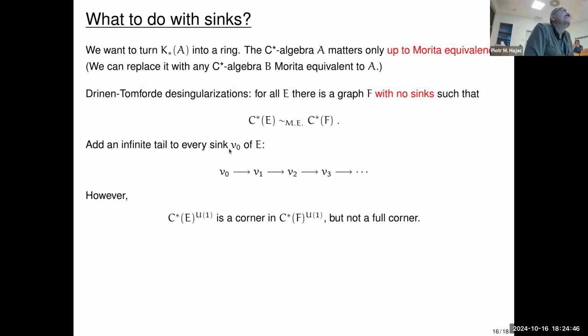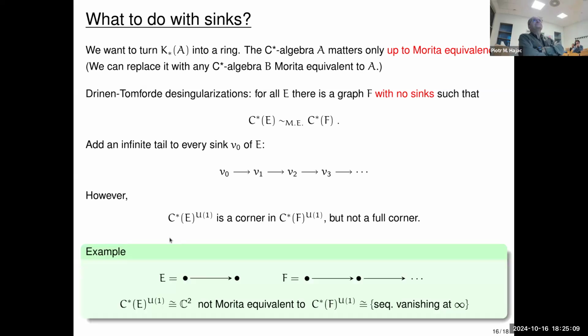Now the point is that I'm not really interested in the graph C*-algebra, but in the core. Now the core C*(E)^U(1) is a corner in C*(F)^U(1), but not a full corner. You can prove this; it's not difficult in the row finite case. I don't even consider the non-row-finite case. But you can just check. There is a very simple example that explains what's happening.